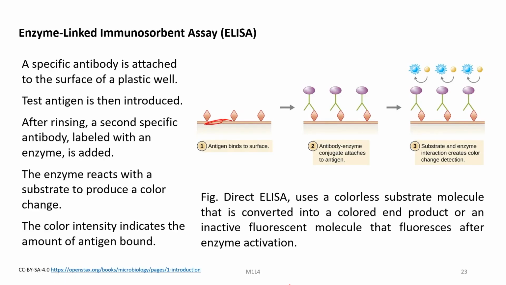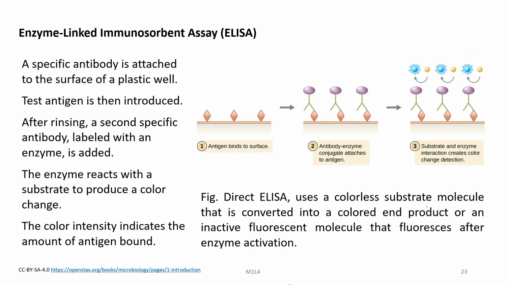Anyway, in between there will be a blocking step to block these empty spaces with molecules called say bovine serum albumin, so that there is no any false negative tests coming out of this analysis. After rinsing, a second specific antibody labeled with an enzyme is added. Here, the enzyme reacts with a substrate to produce a color change. As you can see over here, the color intensity indicates the amount of antigen that is bound. So, this is direct ELISA.